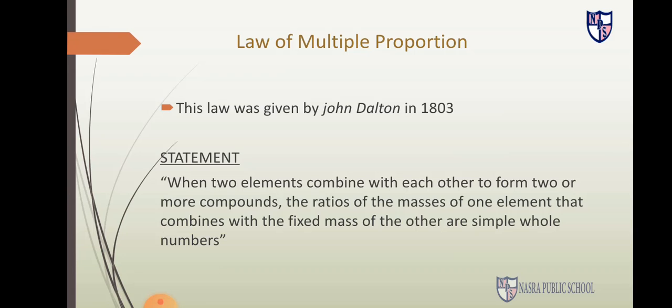So first we will discuss the law of multiple proportion. This law was given by John Dalton in 1803. Let's have a look at the statement of this law. It states that when two elements combine with each other to form two or more compounds, the ratios of the masses of one element that combines with the fixed mass of the other are simple whole numbers.